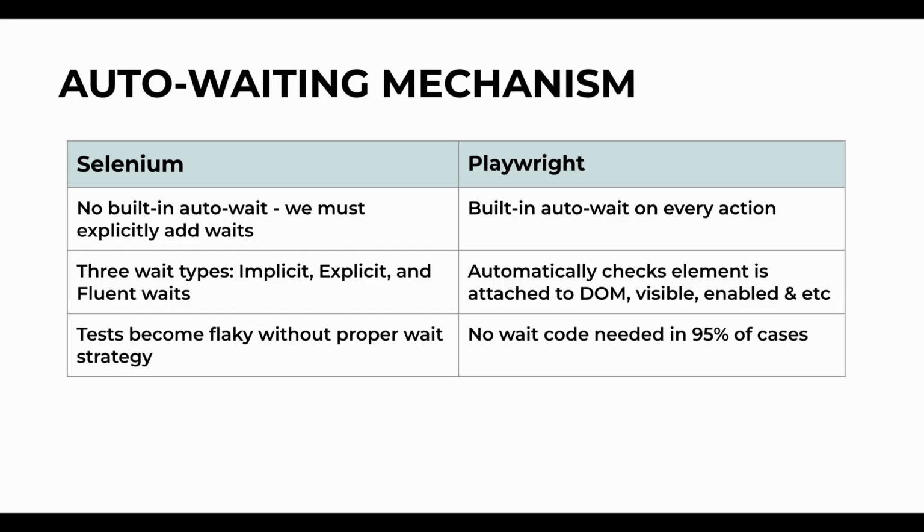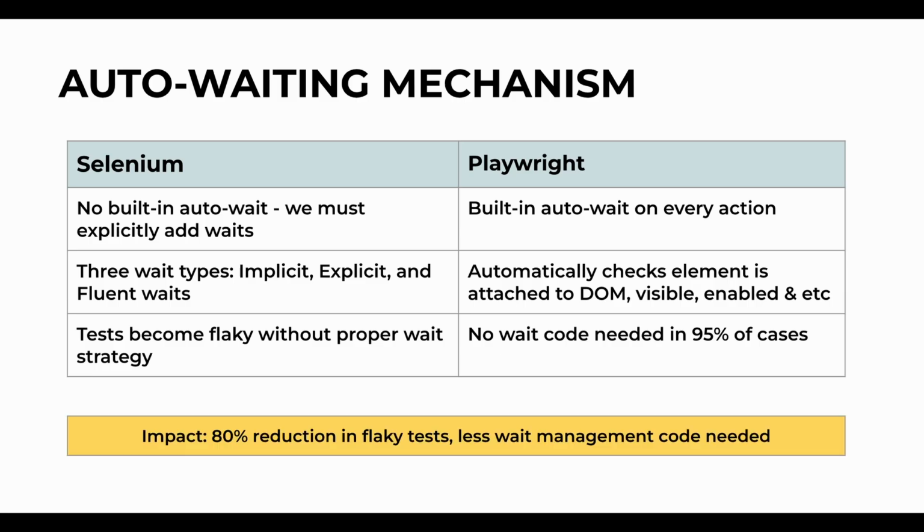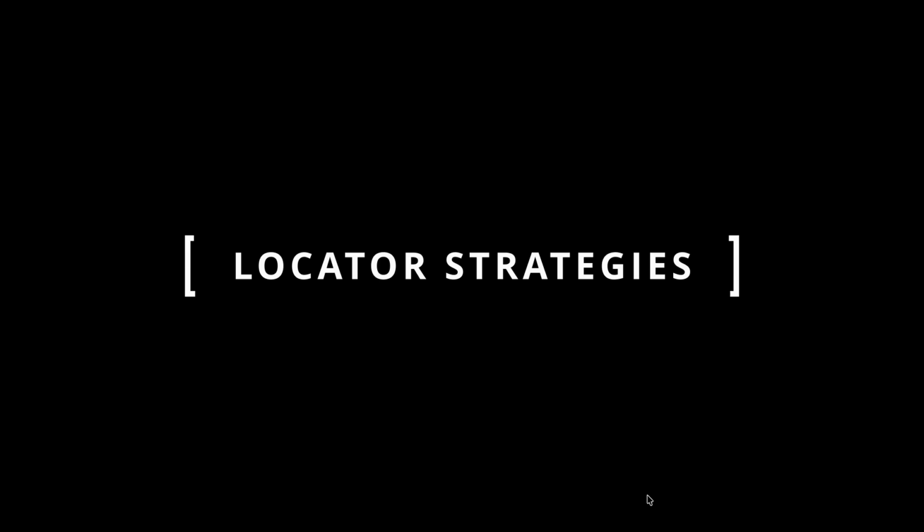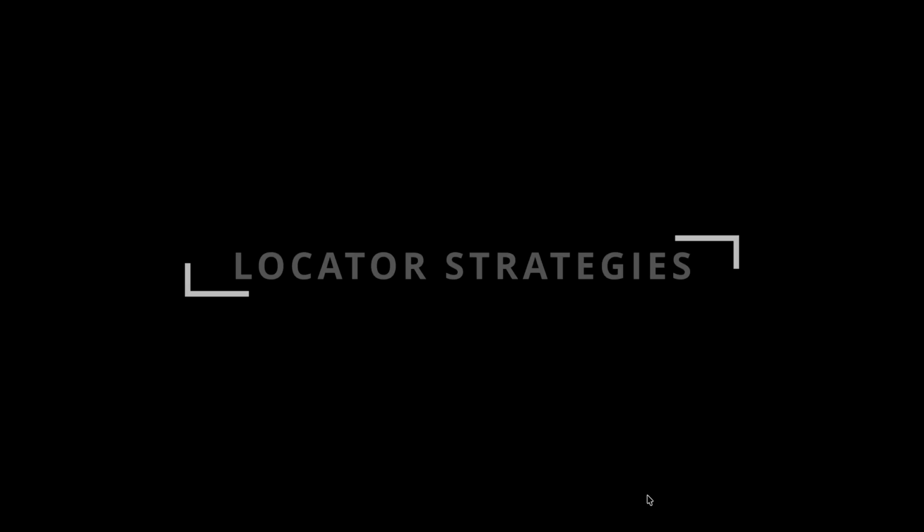In Selenium, if we don't use proper wait strategies, our test script will be flaky. In Playwright, we need no wait code for 95% of cases. Because of this auto waiting mechanism, we can say that 80% of flaky tests will be reduced and less wait management code is required. The next difference we have is locator strategies.